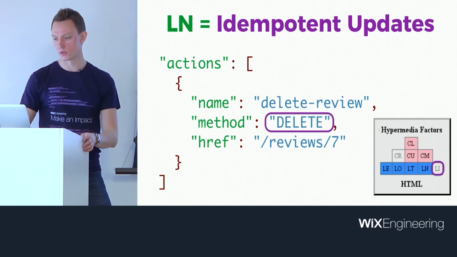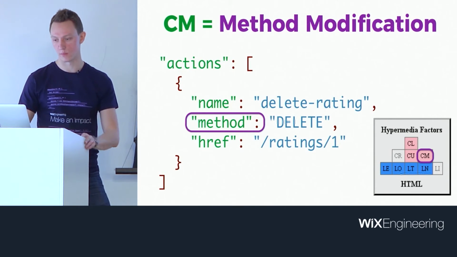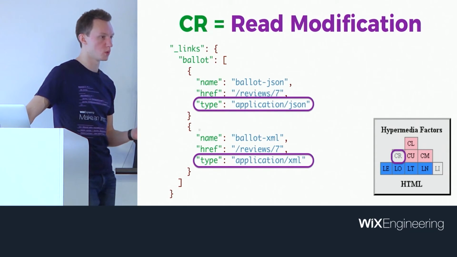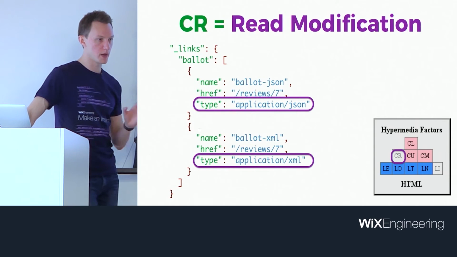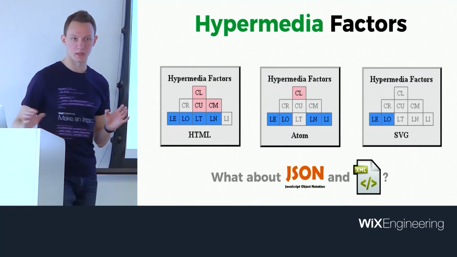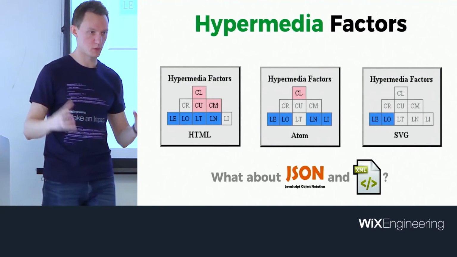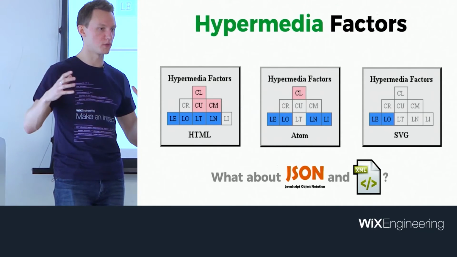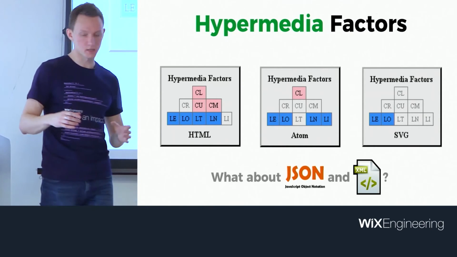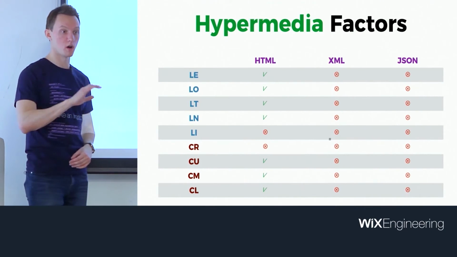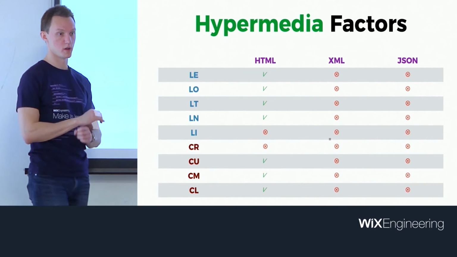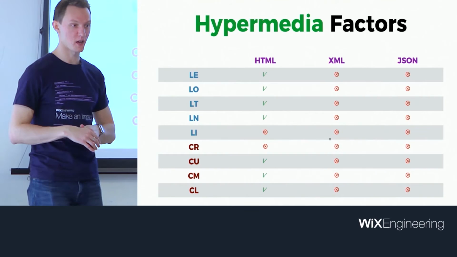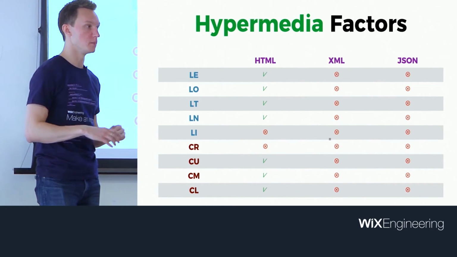There are non-idempotent updates. You can modify the method. You can say what kind of representation you want to get in the response. So there are many hypermedia factors. But now, why I was talking about this, because each hypermedia type supports a certain subset of these factors. Now, JSON and XML support none out of the box. So there are no hypermedia factors in data formats, right? There are hypermedia factors in media types.